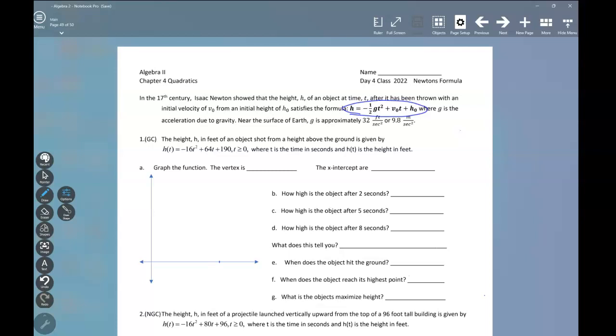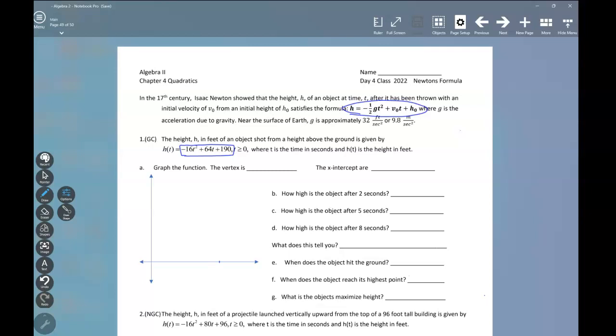Where g is the acceleration due to gravity near the surface of Earth, g is approximately 32 feet per second squared, or 9.8 meters per second squared. Okay, here's the question. The height h in feet of an object shot from a height above the ground is given by the following formula. It says t has to be greater than or equal to 0, where t is the time in seconds and h of t is the height in feet.